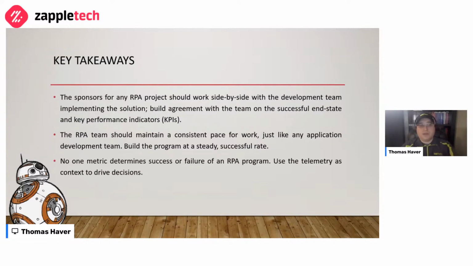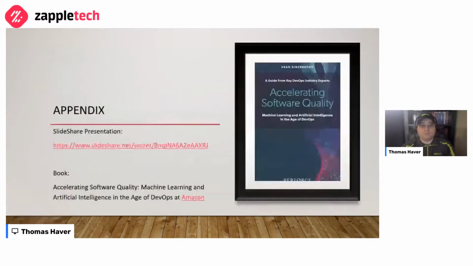And no one metric that I showed you today is going to determine success or failure of a program. The telemetry should be used as context to drive decisions rather than as a target, because as soon as you attach targets to it, people are going to automate to hit those targets rather than for improvement of your team or your company.